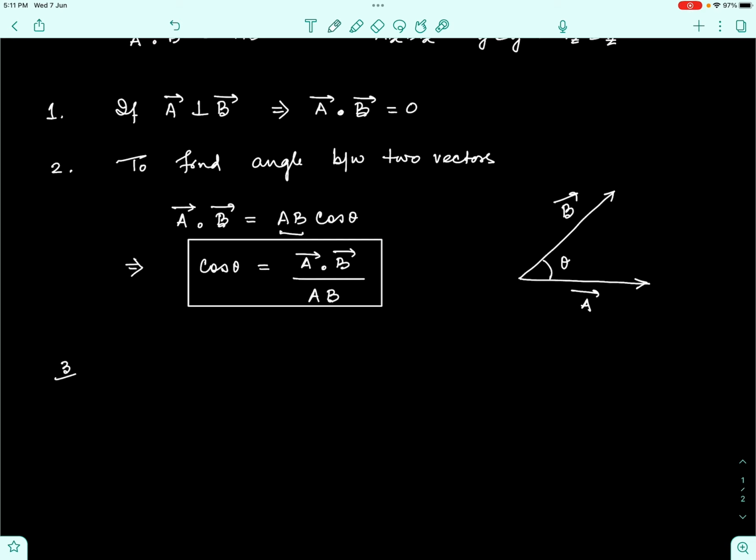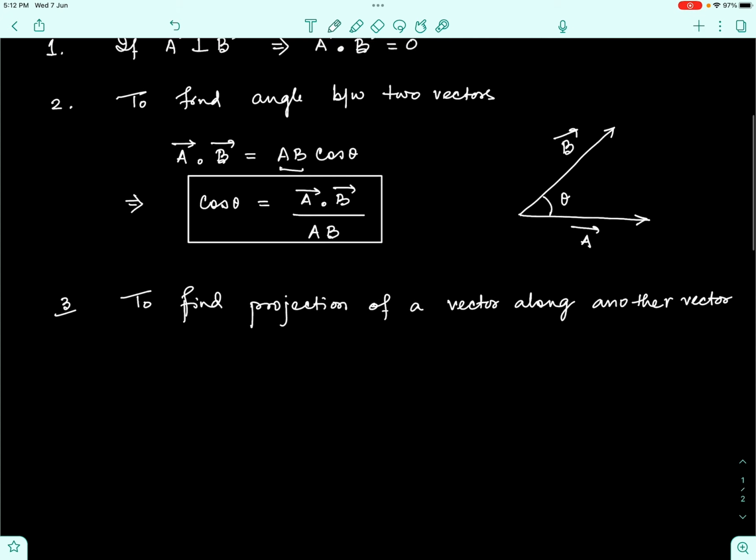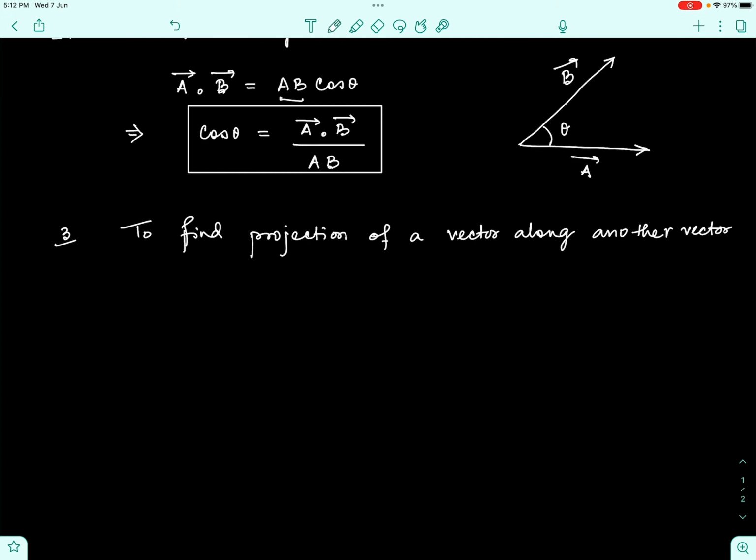The third application of dot product is to find the projection of a vector along another vector. Now what is a projection? Projection is nothing but component. This is another name for component.